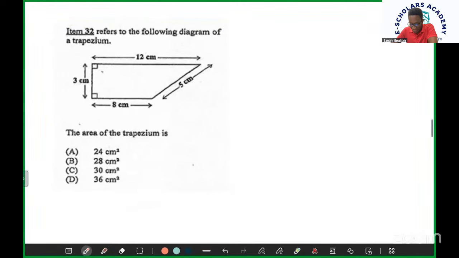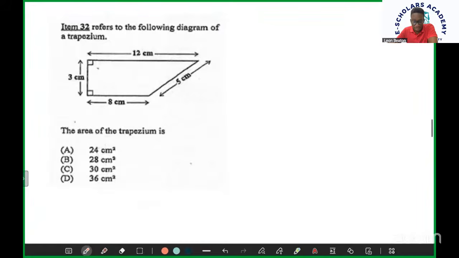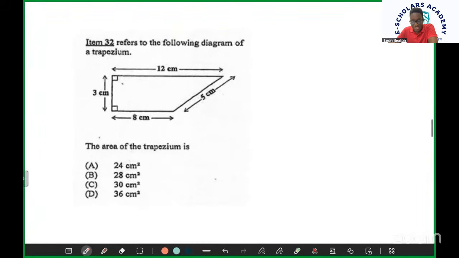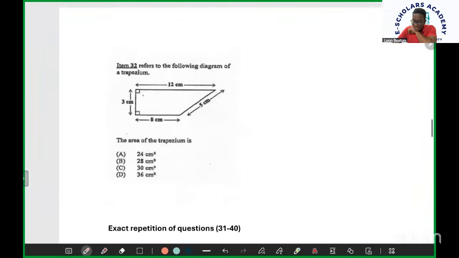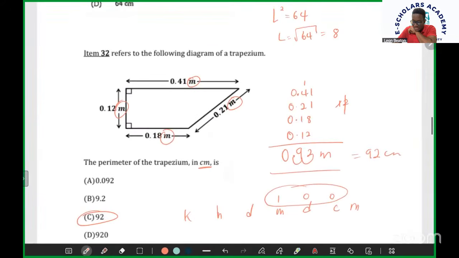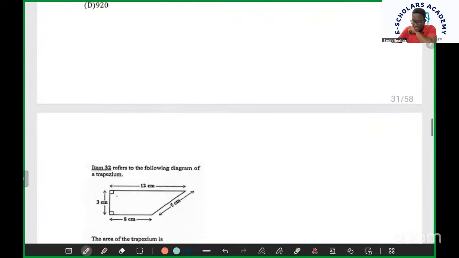Now, similar question again. As you can see, this is the challenge when persons try to just cram answers. The questions will come back very similar, but they're different. In this one, they're asking us to find the area of the trapezium. Just now we were given a similar shape, but you were asked to find the perimeter in cm.